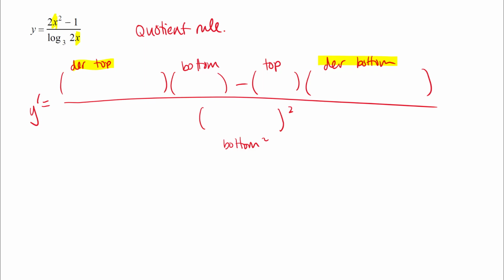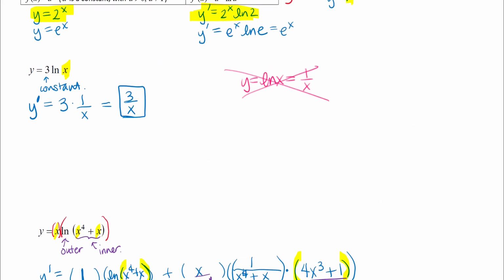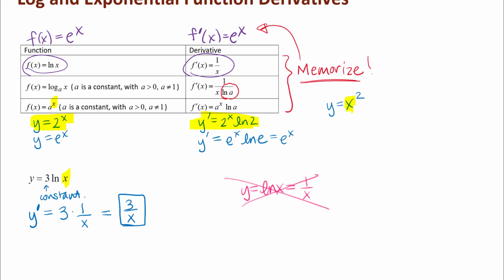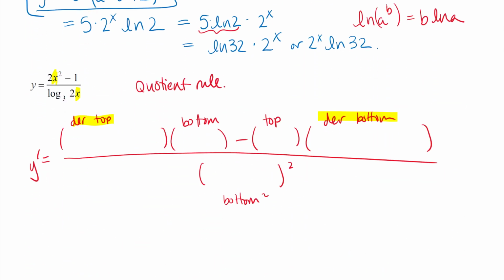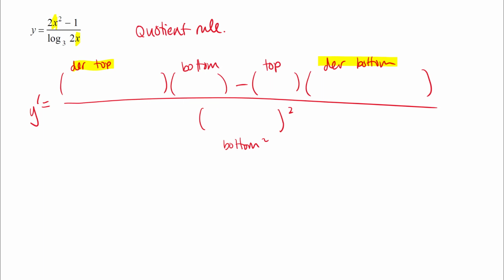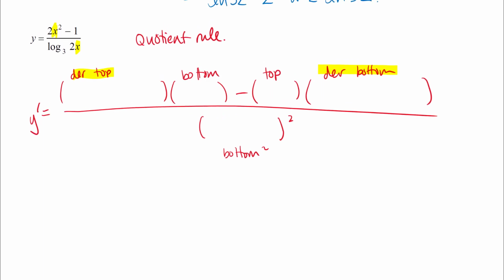Let's scroll back up to that chart and look at that. So that would be a rule for log base a. The a would be 3 here. So our derivative would be 1 over x ln of 3, right? So derivative of log base a of x is 1 over x times ln of a. So we're going to use that rule here, and our a would be 3 on that.